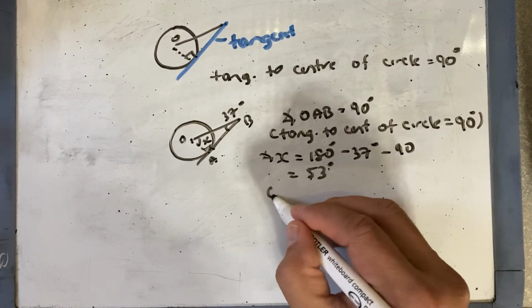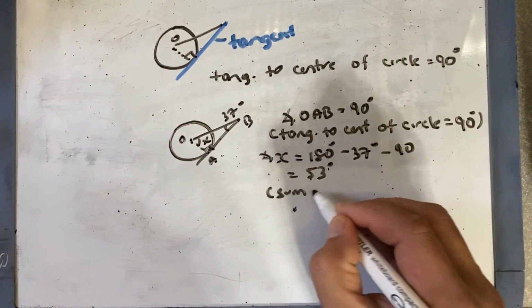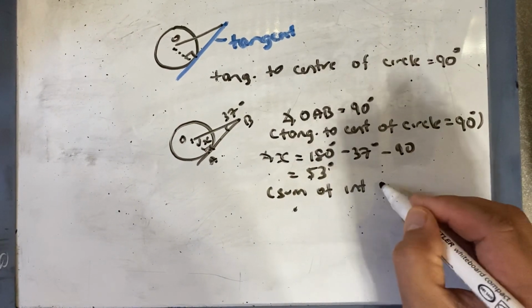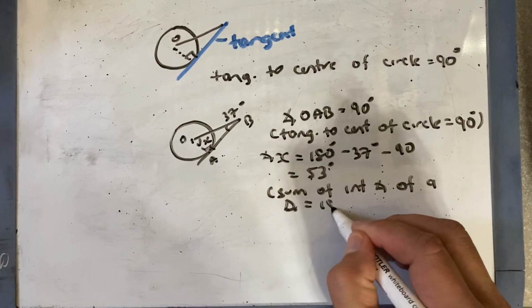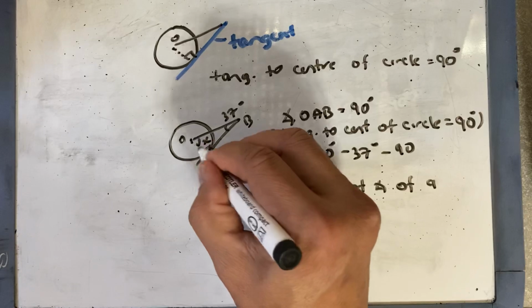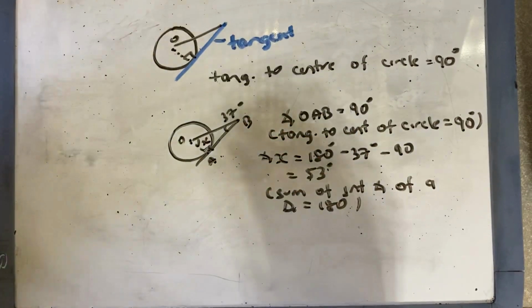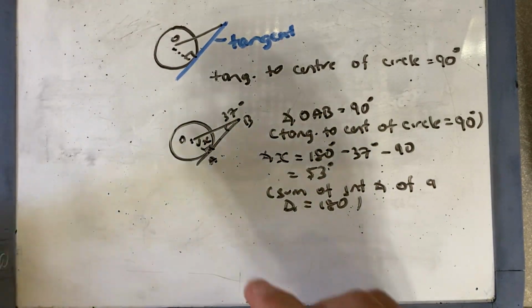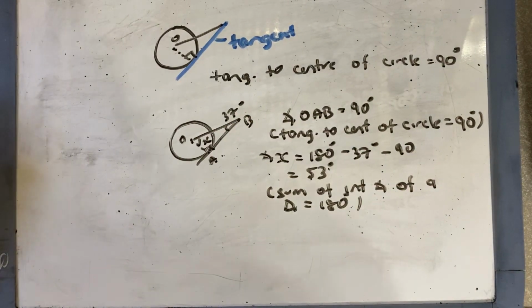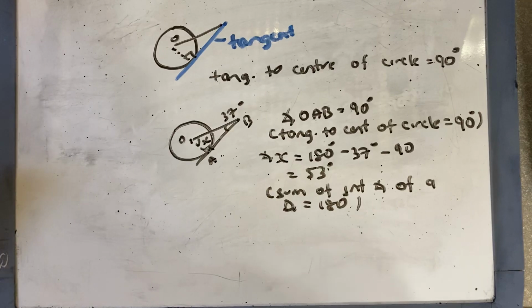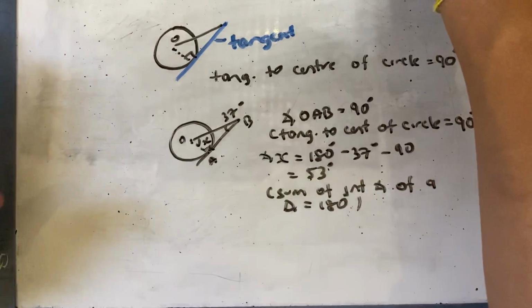And again, you must give me the reason, because the sum of the interior angles of a triangle, any triangle, must add up to 180. So this X, 37 and 90 must add up to 180, and X will be 180 minus 90 minus 37, and that is how you calculate the second theorem. We'll proceed.